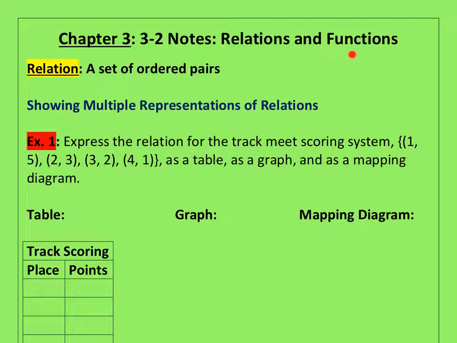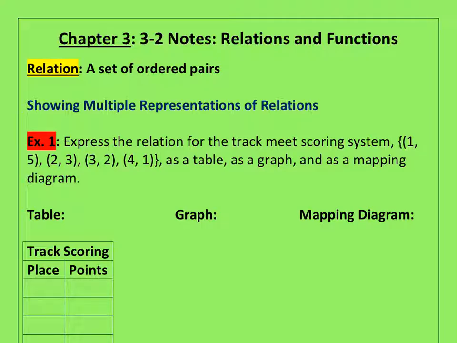Not all relations are functions, but all functions are relations. So again, not all relations are functions, but all functions are relations. And we'll talk about what a function is.